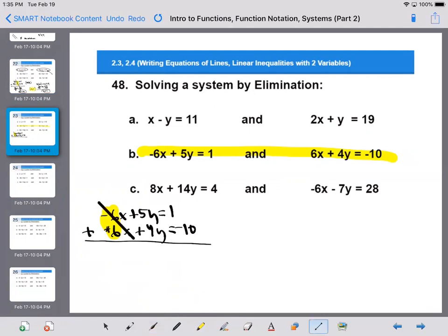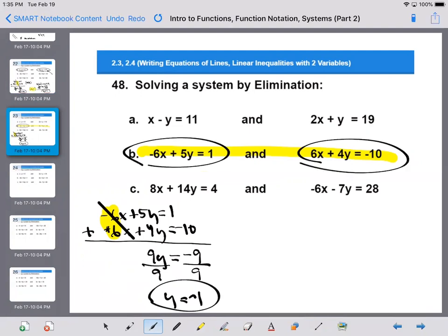So when I add those together, negative 6x plus 6x goes to 0. I eliminated it. Now, what's 5y and 4y? Well, that's 9y. What's 1 minus 10? That's negative 9. So divide both by 9, you're going to get y equal -1. Go back to either equation, it doesn't matter. So I'm going to go right over here.